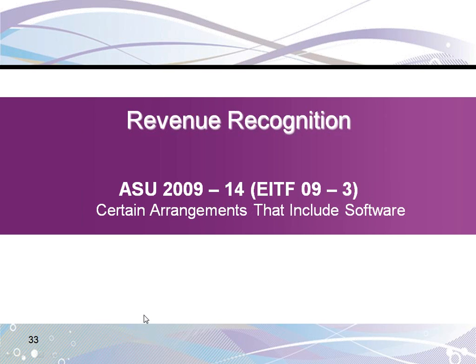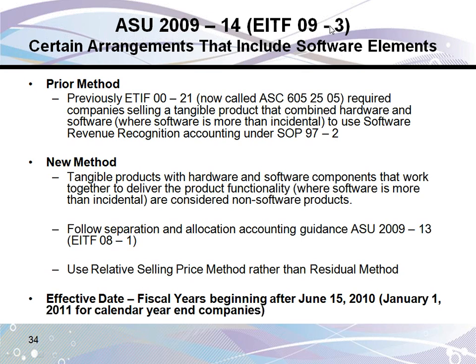So as I indicated, now we're going to talk about EITF 09-3, which is called Certain Arrangements That Include Software. This is the accompanying EITF that helps us determine when an item is considered a software element and when an item is considered a non-software element or a tangible product. That's one of the best examples of that.